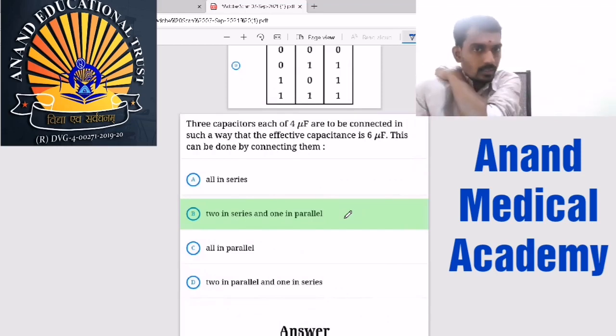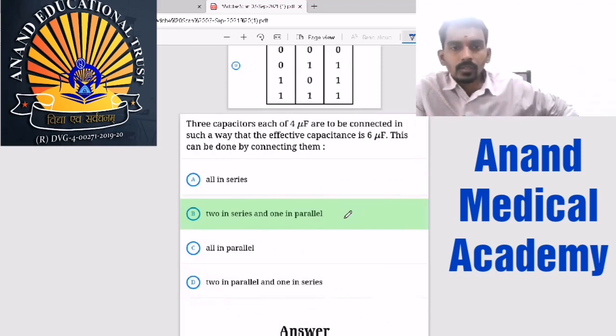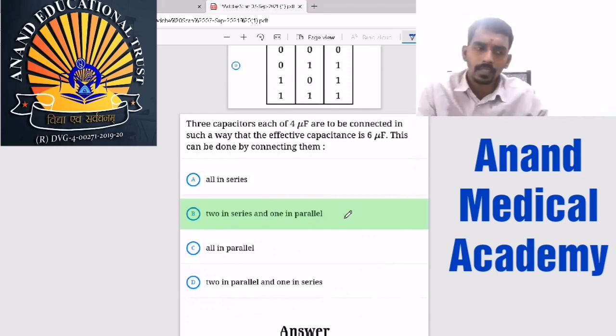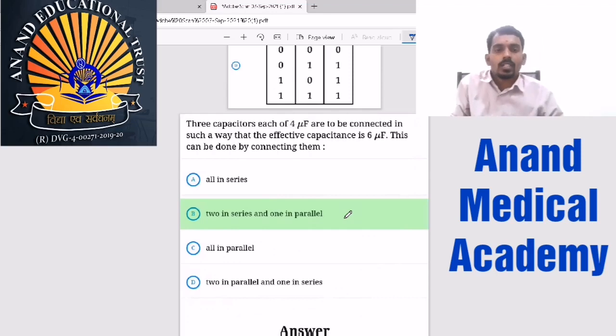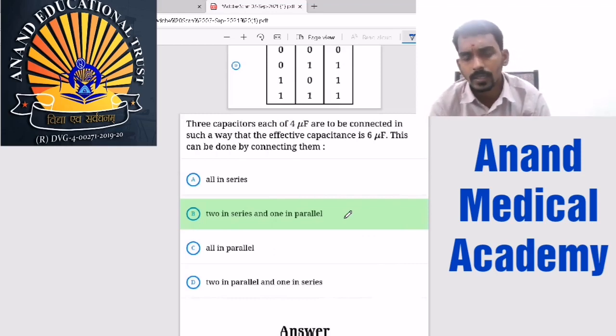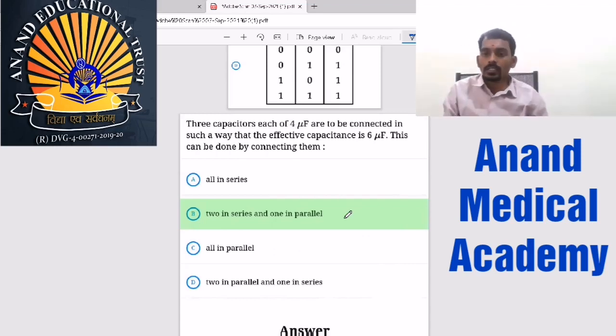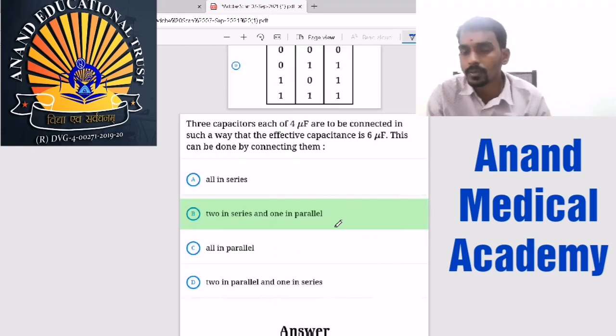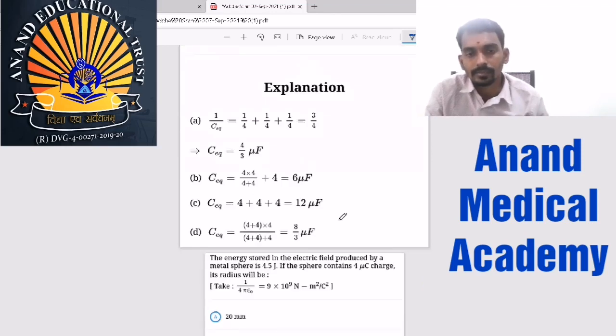Now it is a question based on capacitors. Combination of capacitors, combination of resistors, very simple questions they'll ask. Like here they have given, three capacitors each of 4 microfarad are to be connected in such a way that the effective capacitance is 6. So if you connect two 4s in parallel, 8 it will become. But if you connect in series, then 2 it will become. So 2 plus 4, 6. That means two should be connected in series, then that should be connected in parallel. Like that you have to think logically, these are reasoning type questions.